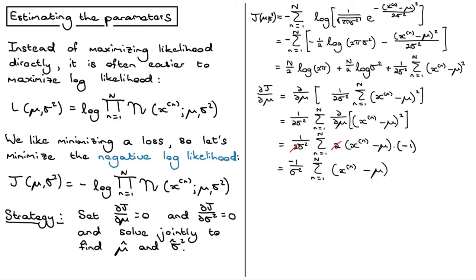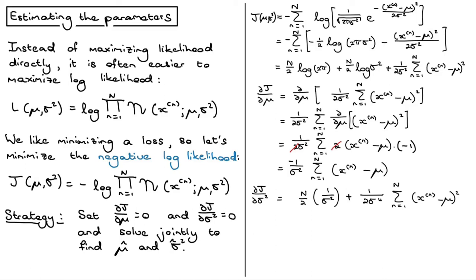That's grade 2 mathematics, I think, and we're left with this equation for the partial derivative of the loss with respect to the mean. You can go through similar steps to find the partial derivative of the loss with respect to sigma squared, and then you get this result here. And now we're going to set these equations equal to 0. So we're going to set this thing equal to 0, we're going to set this thing equal to 0, and then we're going to solve it jointly.